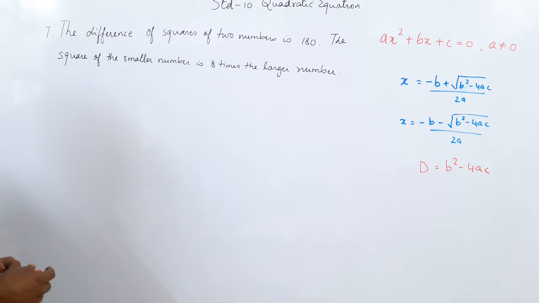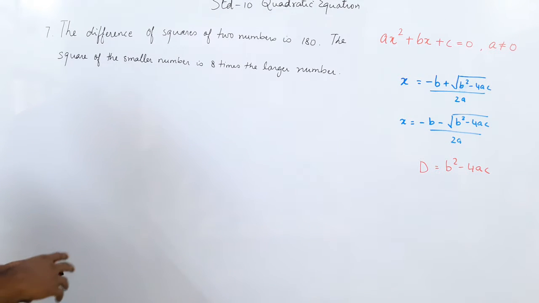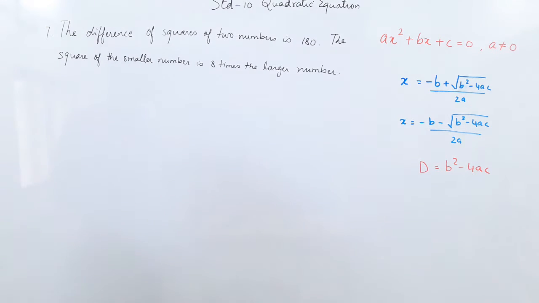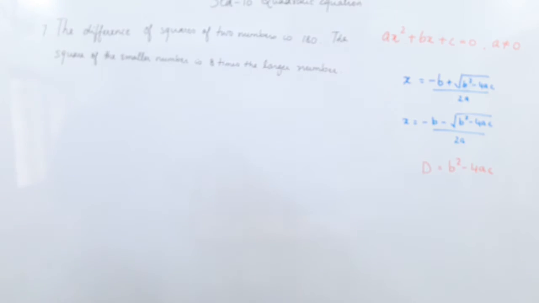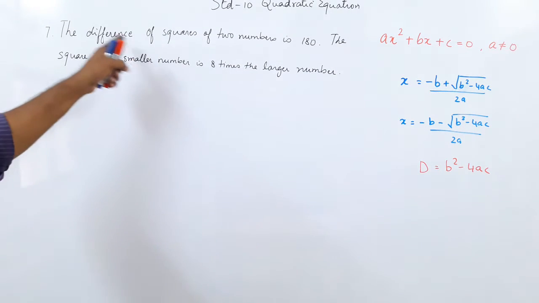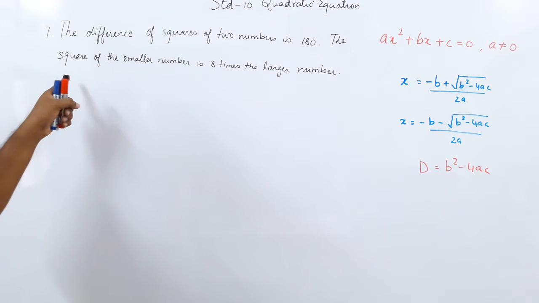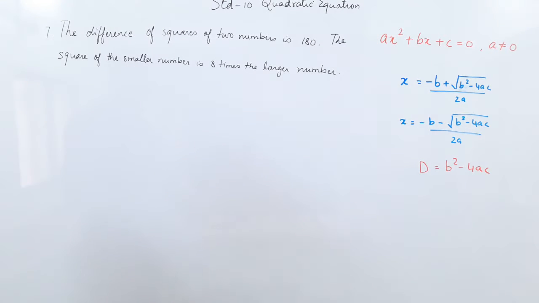I am going to show it to you, but first you can pause the video and try to make the equation on your own. Okay, so there is something you need to do on your own. Do not go by the method I am showing you. What you need to do is first pause the video and think how you can make an equation of this. Should you start with this statement, the difference of the squares of the two numbers is 180, or should you start with the other statement, the square of the smaller number is 8 times the larger number.